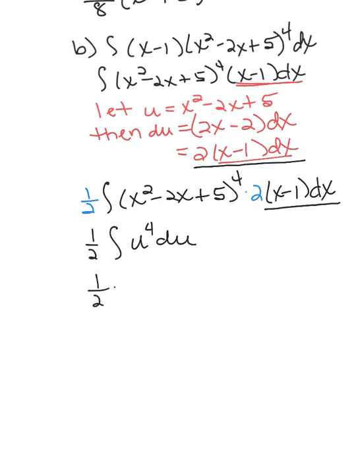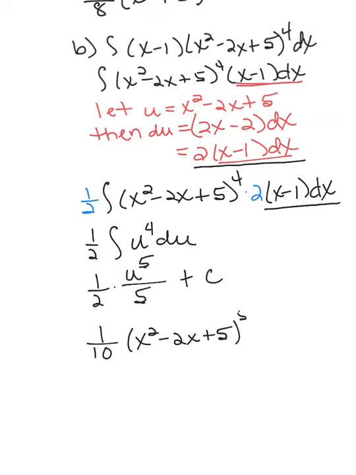Keep your 1/2, add 1, so it becomes u to the 5th, over the new power, 5. Don't forget your plus c. So now we've got 1/10. We need to take u out, replace it with what it's equal to, x squared minus 2x plus 5, raised to the 5th, plus c. You no longer have a dx in there anywhere because what you just wrote is no longer a derivative. It is now the original function.